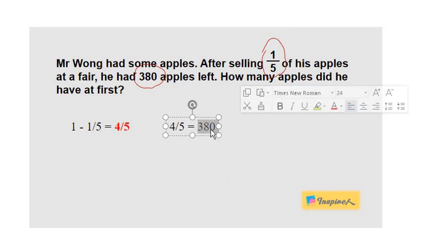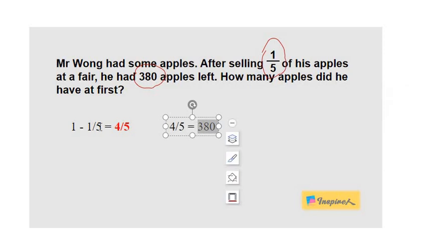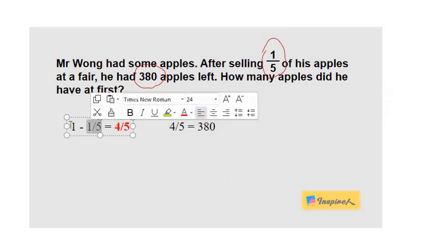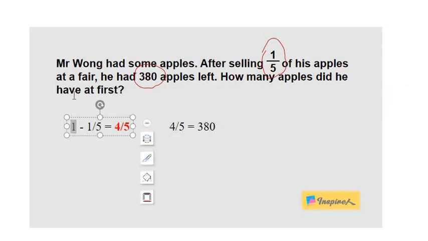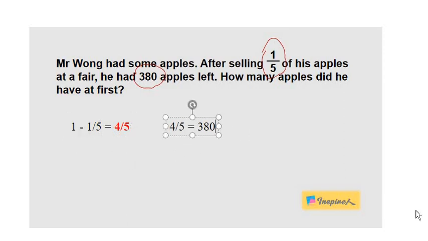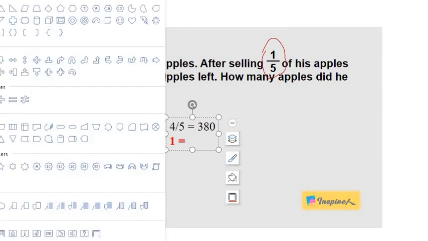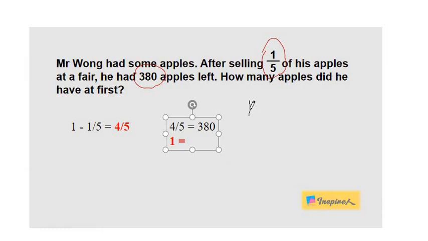So now what are we supposed to find out? Are we supposed to find out 1/5, or are we supposed to find out 1? How many apples did he have at first? That means 1. Okay, so if 4/5 equals 380, then 1 equals how much? How do we solve this? If you still can't see this, then you have to use a model to help you, right?